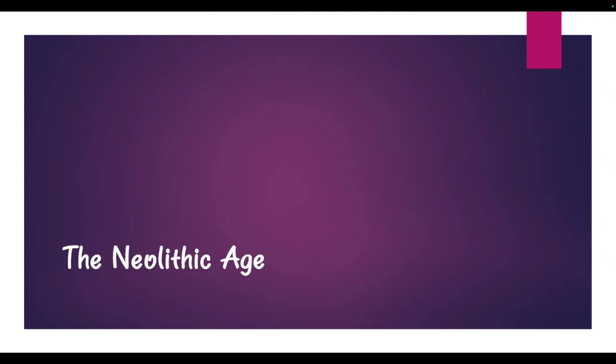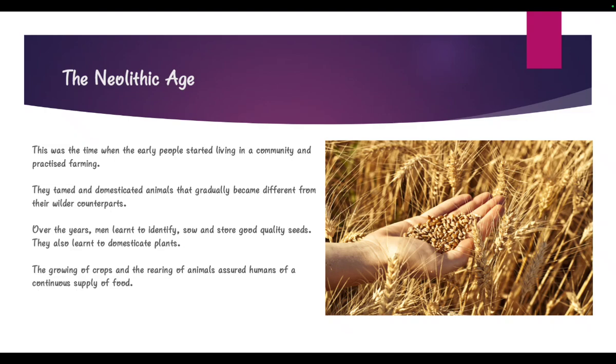The Neolithic Age. This was a time when the early people started living in a community and practiced farming. They tamed and domesticated animals that gradually became different from their wilder counterparts. Over the years, men learned to identify, sow, and store good quality seeds.